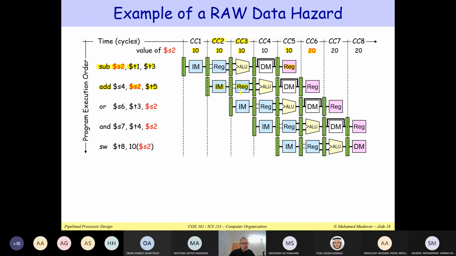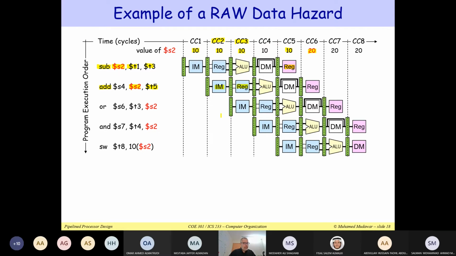This is in the second stage. After we fetch, we decode and read the registers from the register file during the second stage of the pipeline. Because of this, the add instruction is not going to read 20 that was calculated, it is going to read 10. So if we do nothing, the add instruction is going to read a wrong result instead of the one computed by the subtract, and the program is going to produce incorrect results.